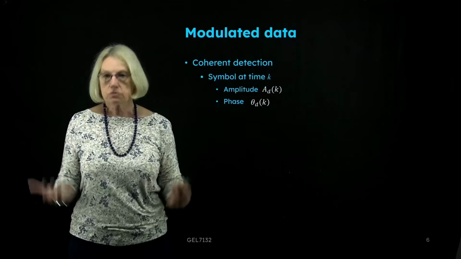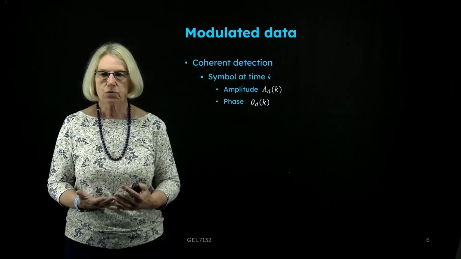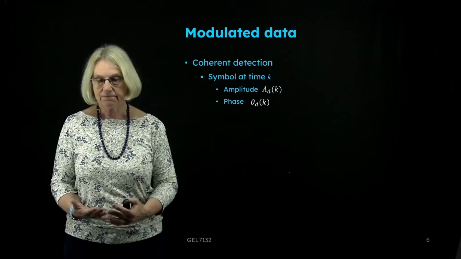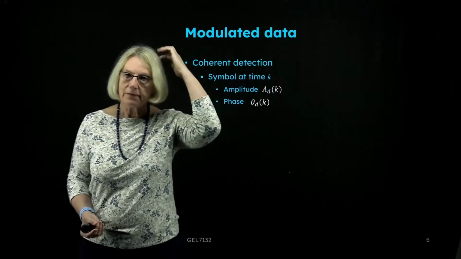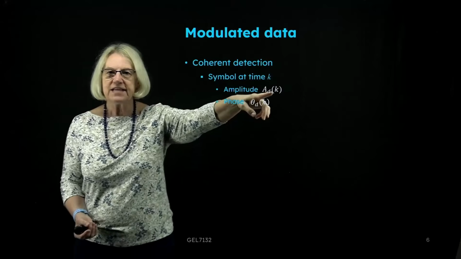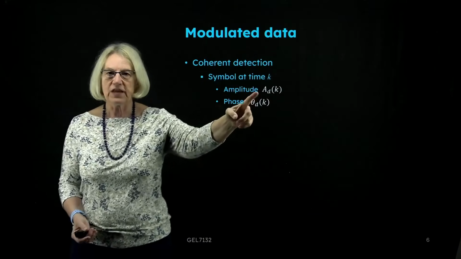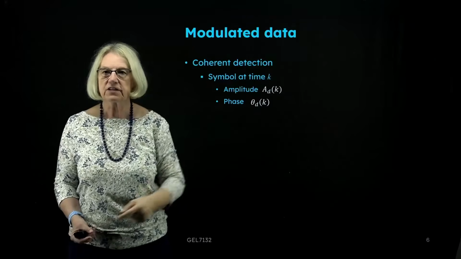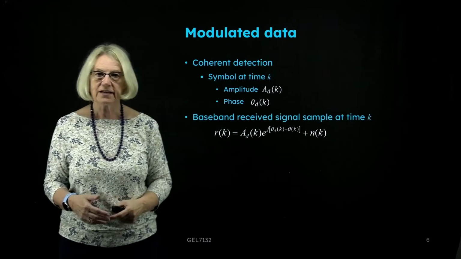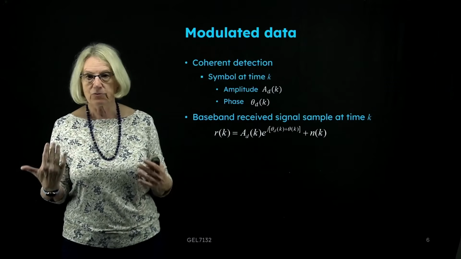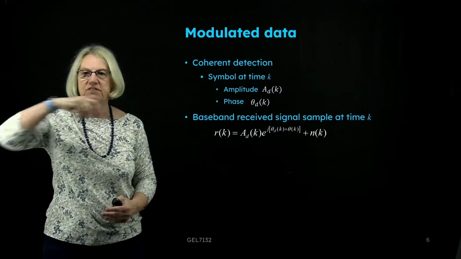So we're going to use coherent detection. We're going to use complex waveforms for our data modulation. So when I use coherent detection in optics, at any given symbol time indexed by k, the data, the D here stands for data, is going to be coded into both the amplitude and the phase of the light. So A of D and theta of D. So if I were to look at an equation for the baseband received signal at time k, when I say baseband, I mean I've stripped off the carrier.